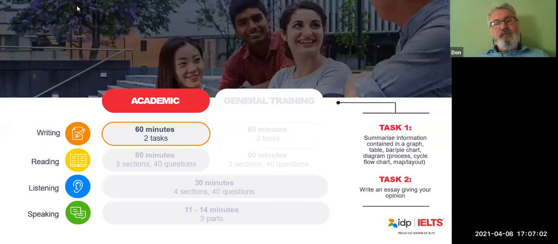Task two is the most important part of writing. It's twice the marks of task one. And here you have to give your opinion about something. You are given a statement and then you are asked, do you agree? Or you are asked to discuss this statement. You are asked to give reasons for this. You are asked to present solutions. We will look at some good examples later on.